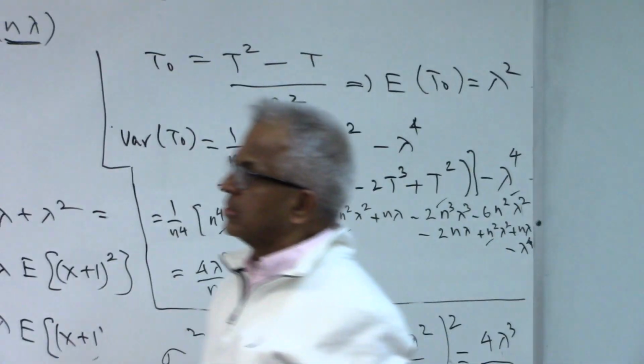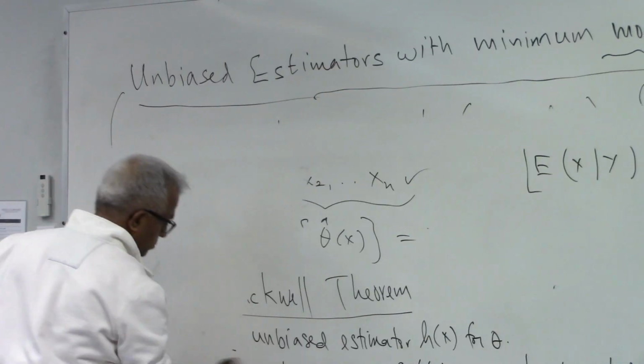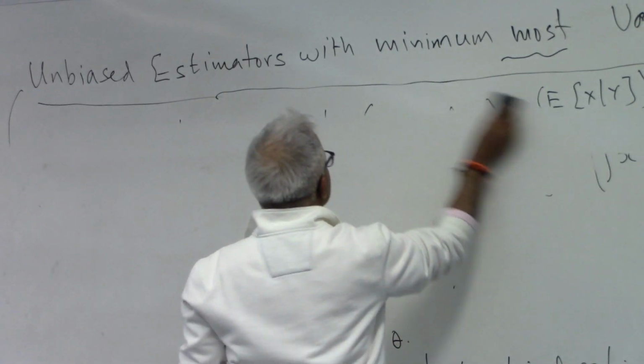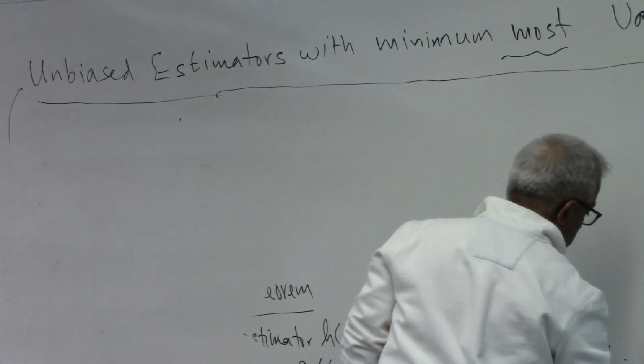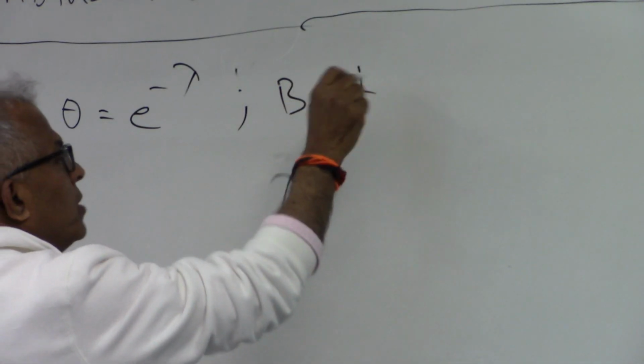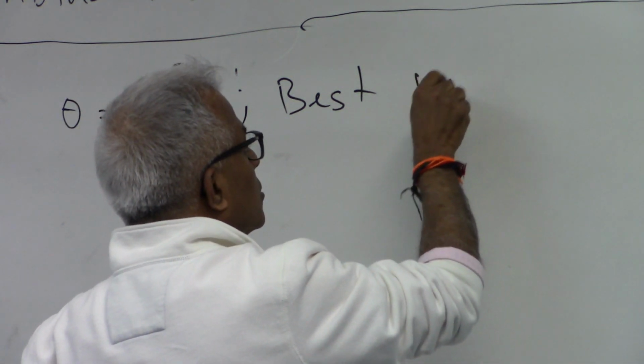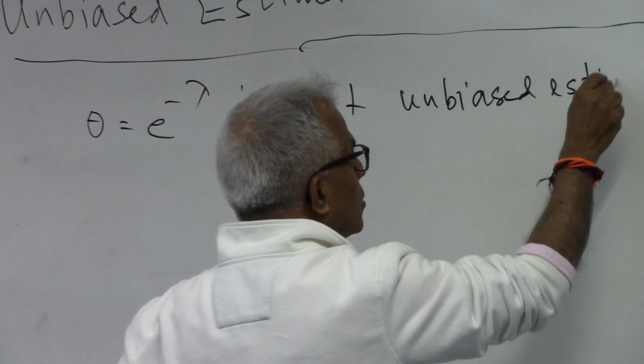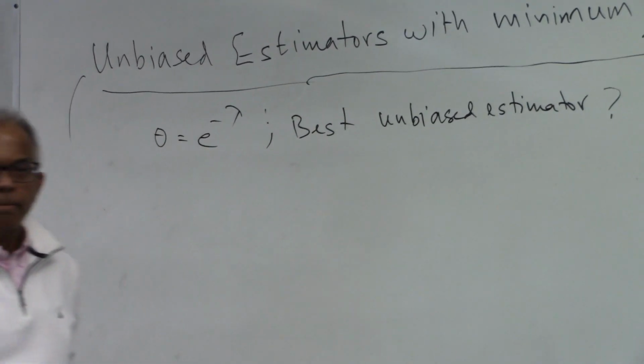Okay, so let me take this problem. That is, you can't do these simple tricks here. So let's say theta is e raised to minus lambda. We need the best unbiased estimator with the minimum variance. So remember, the key is to use the theorem. Because for a problem like this, we need an unbiased estimator. It doesn't matter how sloppy it is because we know how to clean it up or how to make it efficient or how to make it better, right?